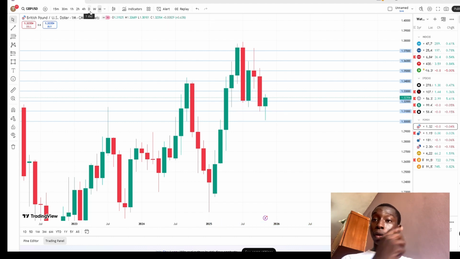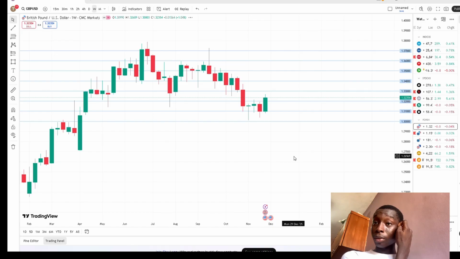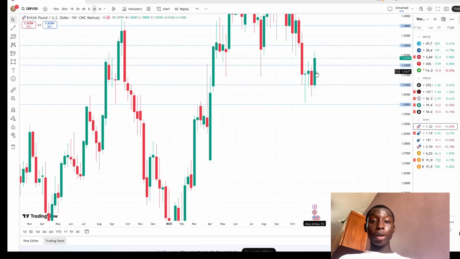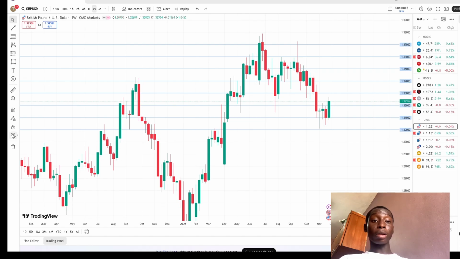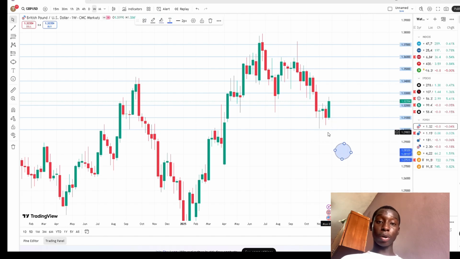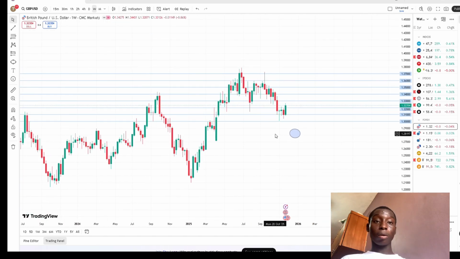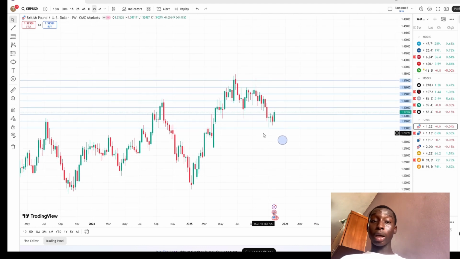Moving on to the weekly time frame. On the weekly time frame, we see the previous week we have been experiencing some rejections at this point. You can see some rejections here. Price has been rejecting at this point. So there's likely to be more buys for this week.